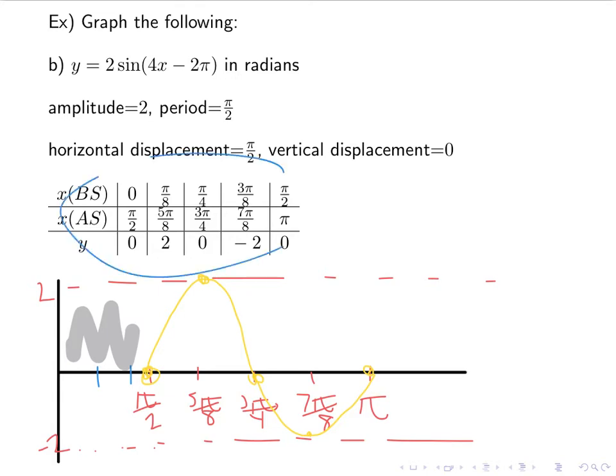I also want to see your table of values, right? Because I don't care if you can graph it using a graphing calculator or using a computer. I want to see you plugging in the numbers. So make sure I see the work here.